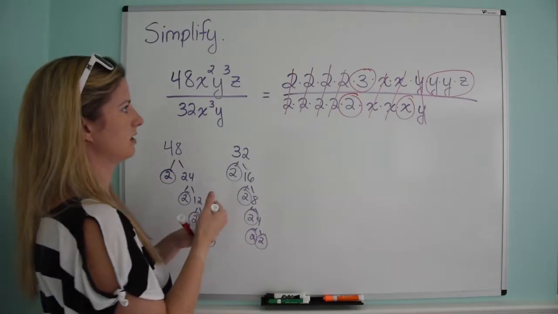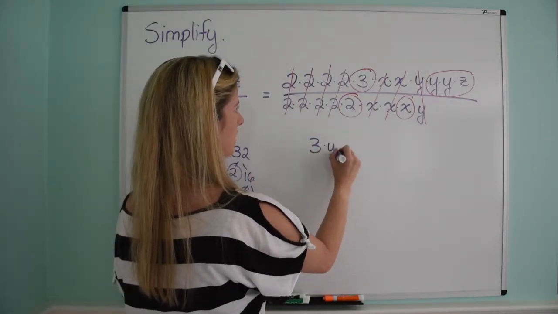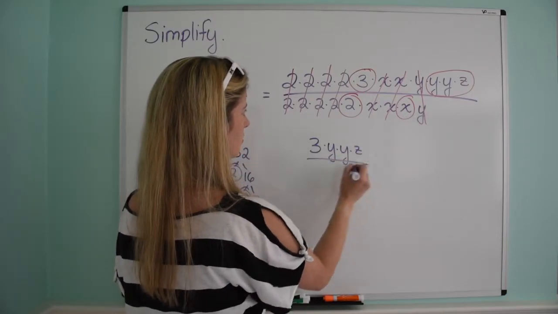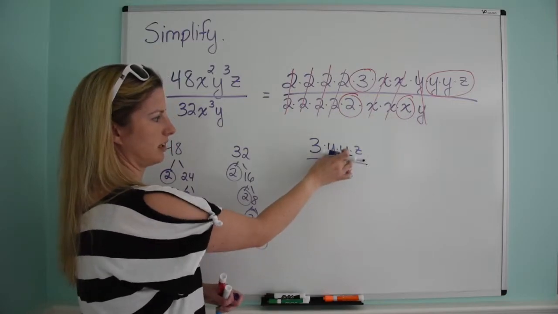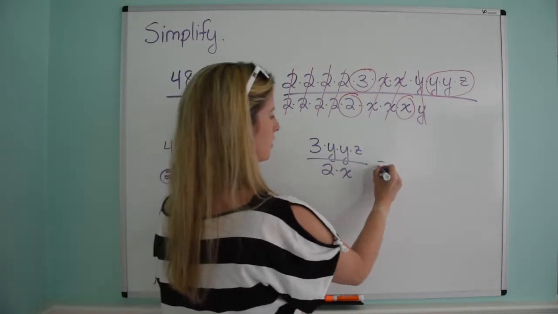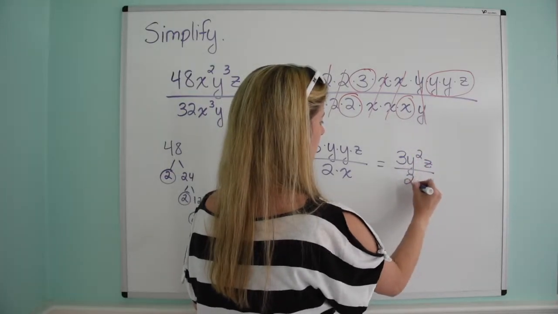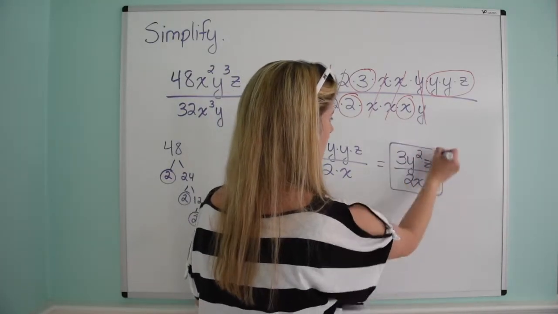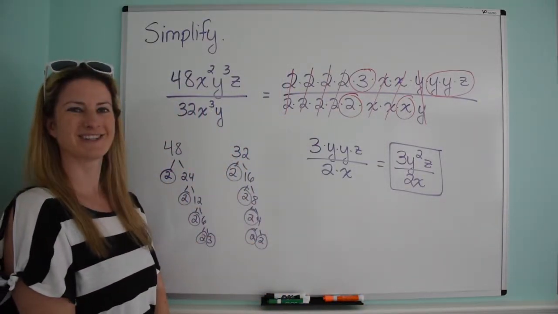So it's going to be 3 times y times z over 2 times x. And then just to make it cleaner, because we're not going to really write it as y times y, we write that as y squared. So it'll be 3y squared z over 2x. And that is your answer. So there you go.